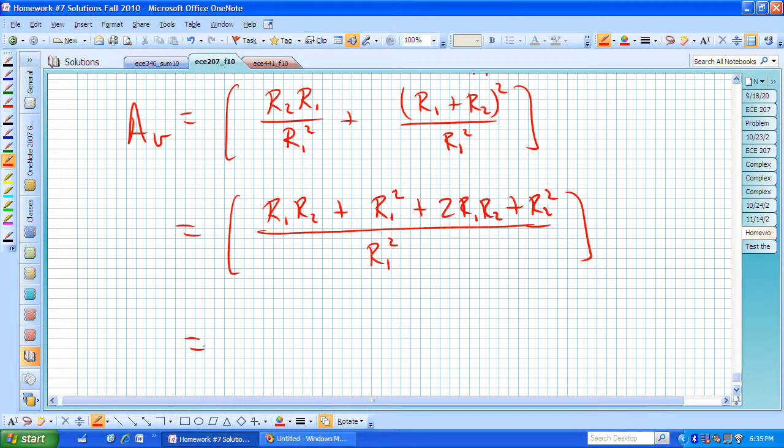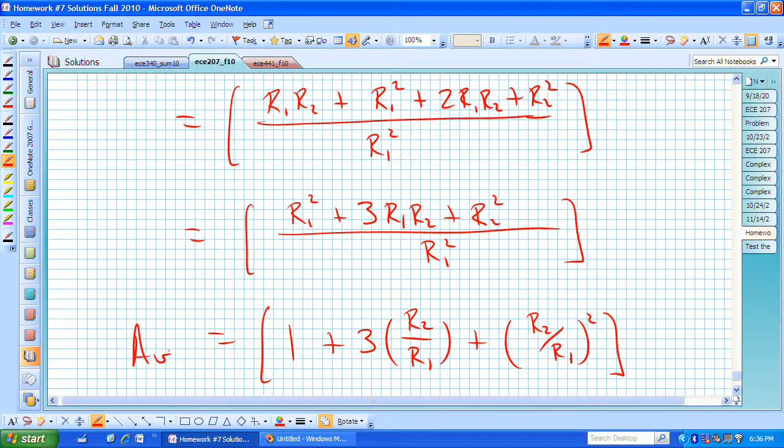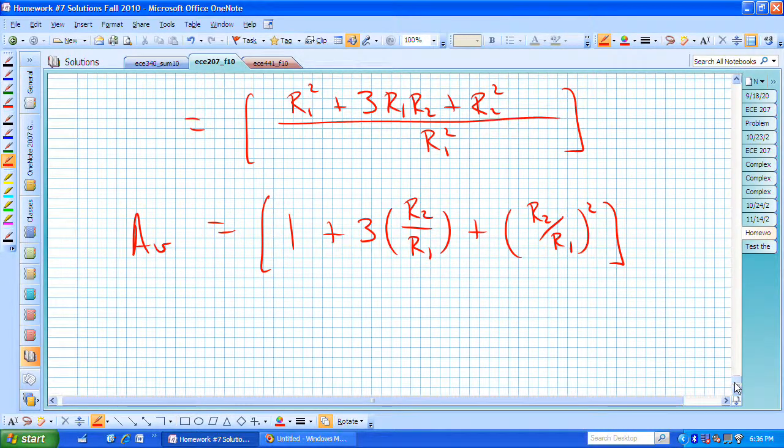If I divide out the R1 squared, or divide that into all of the terms, well, before I do that, let me combine things. I now have R1 squared plus 3 R1 R2 plus R sub 2 squared all over R sub 1 squared. That now leaves me with 1 plus 3 times R2 over R1 plus R2 over R1 quantity squared, and that should look like the answer that they obtained for Part A.